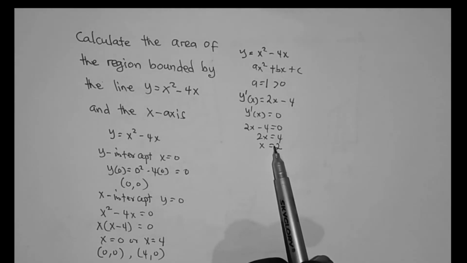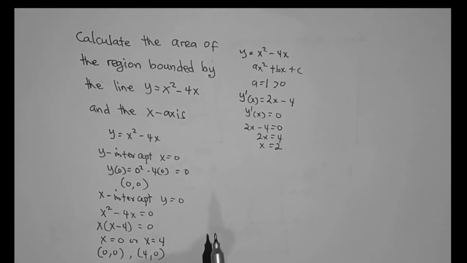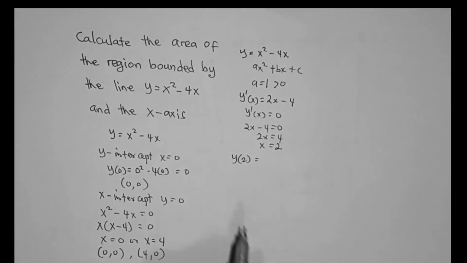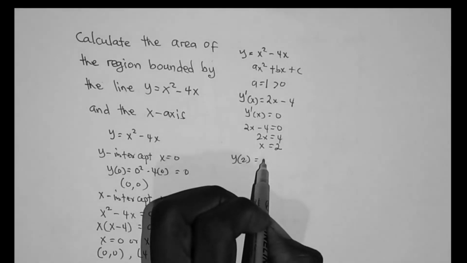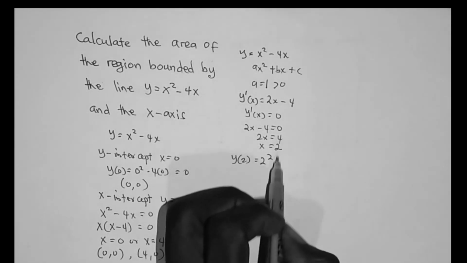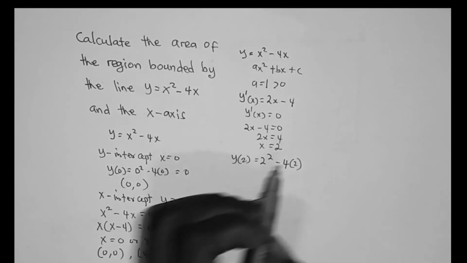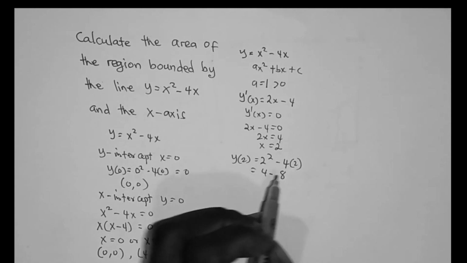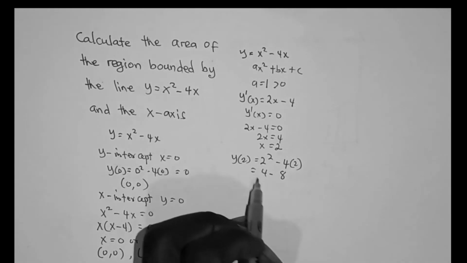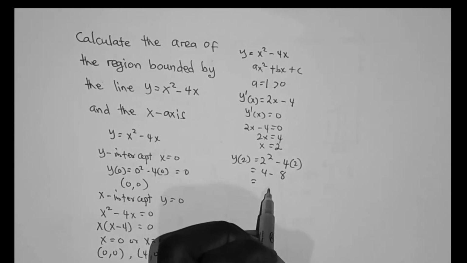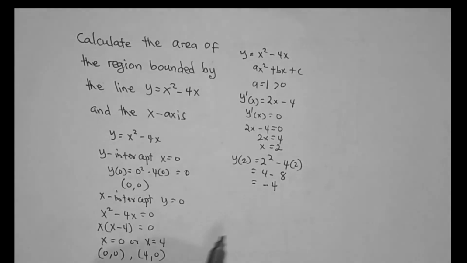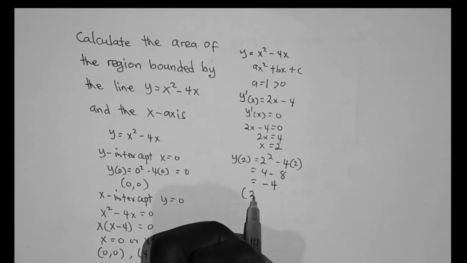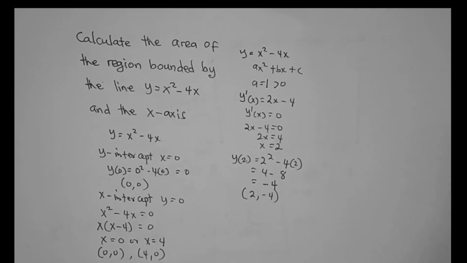So let's find the y component of the minimum point. y of 2 is equal to, we take 2 and put it in that equation, 2 squared minus 4 times 2. 2 squared is 4, minus 4 times 2 is 8, and therefore that minimum value is minus 4. So we have the point (2, minus 4).